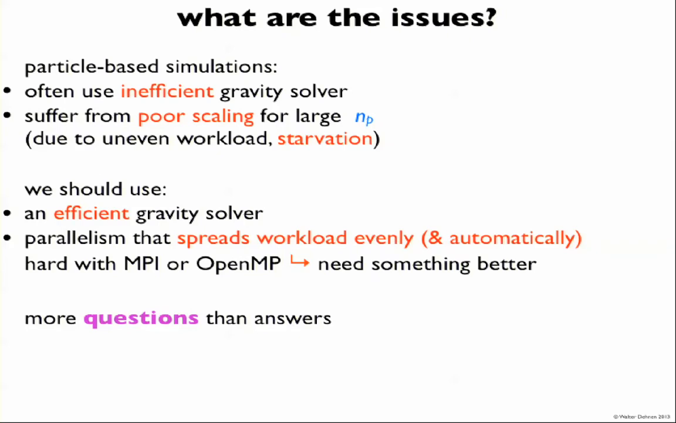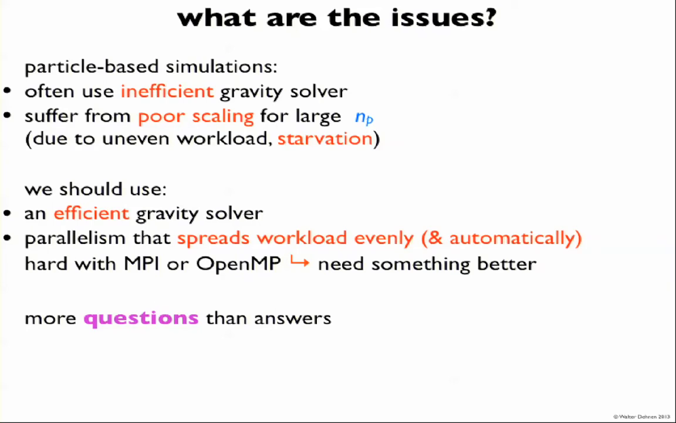What are the issues? We already heard about this issue: they have very poor scaling, they suffer from starvation. But I think another issue is that the solvers we're currently using are completely garbage. They're inefficient, and you can do better. You can essentially reduce the number of flops that we need to do. And I learned at this meeting that flops is not everything that counts. There's also energy, and I think this comes up later. So I think one should use an efficient gravity solver, and one should also avoid the starvation problem.